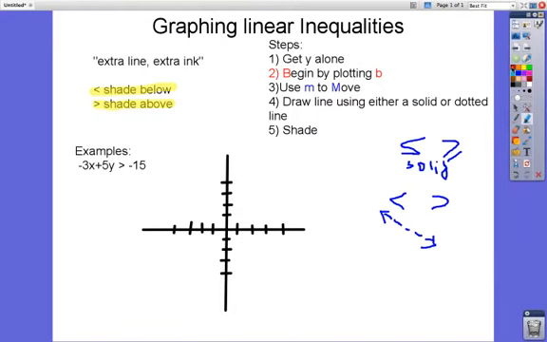So let's start with this example. The first thing we want to do is get y by itself so we can see what m and b are. So we want to add 3x to both sides. So plus 3x. And if you notice on the right side, there are no other x's to combine it with. So basically, we're just moving the 3x over.